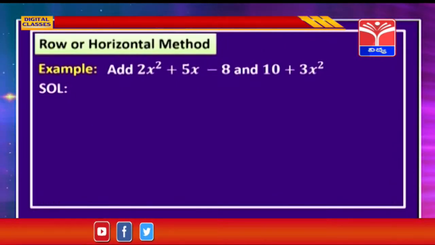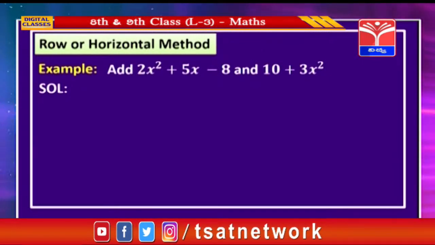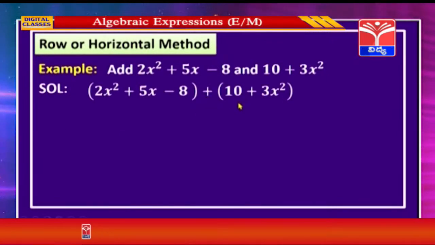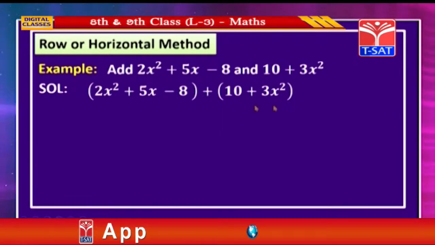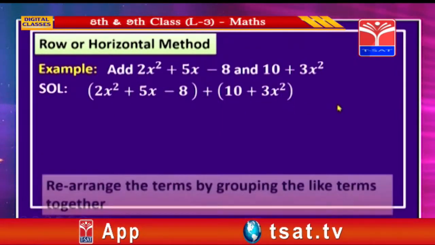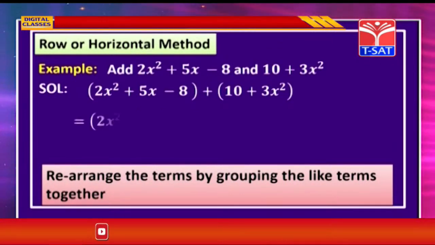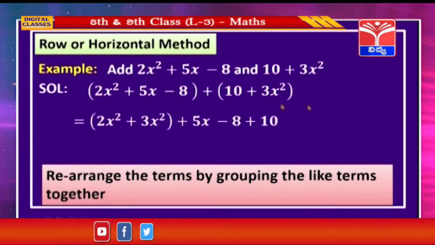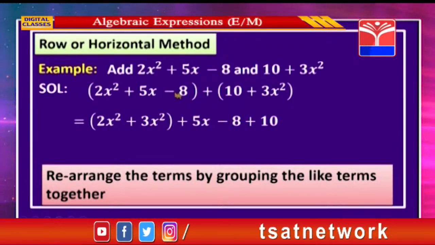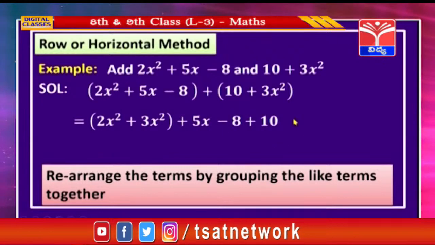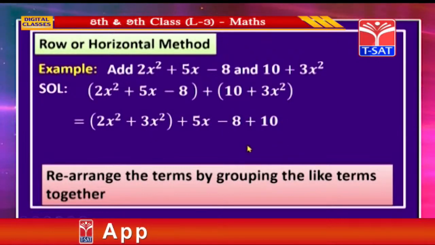We call it the row or horizontal method. Let us see now. We are going to write the first algebraic expression plus the second algebraic expression in a single row. Now what are we going to do? We are going to rearrange the terms by grouping the like terms together. I am going to bring these two like terms together, plus we have only one x term, and minus 8 plus 10, I am writing separately. Now 2x square plus 3x square.